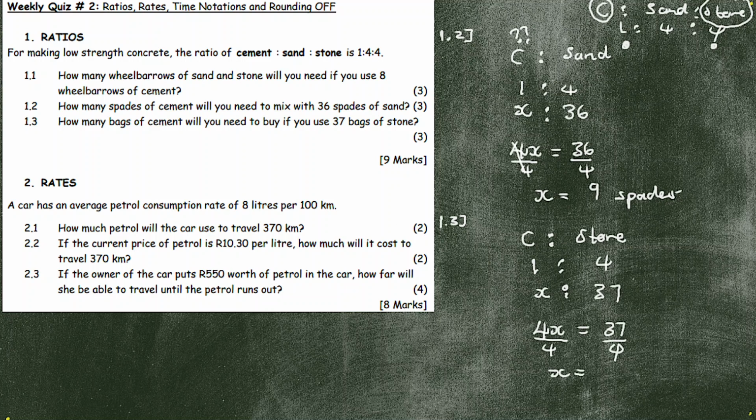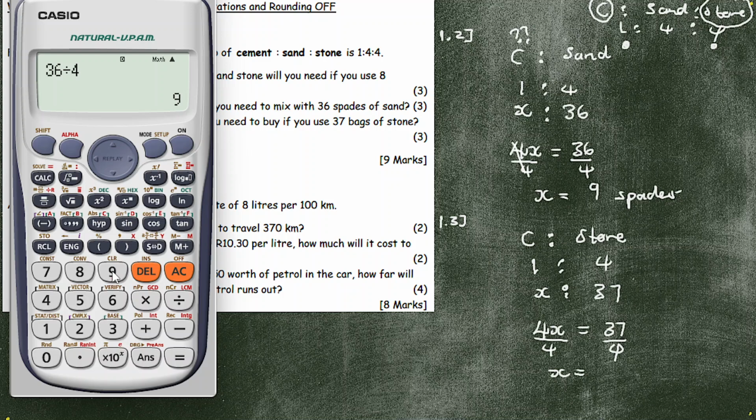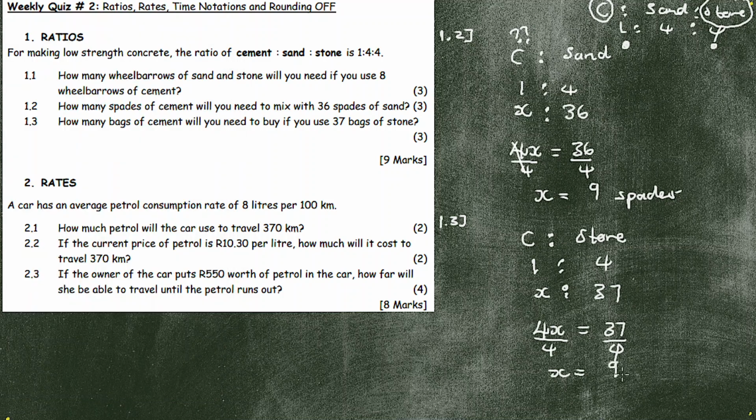X is, let's check, 37 divided by 4. That's 9.25 bags. Okay. If you got this, I gave you 4 marks for the 1.3. But in the future, round it off to the correct amount. Just use your common sense.